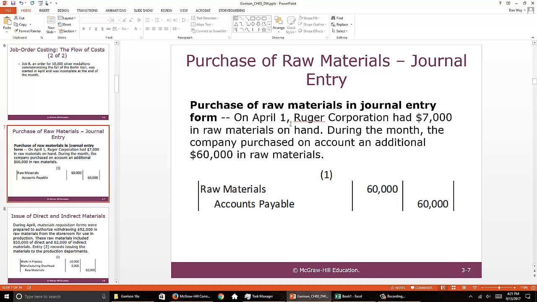Let's suppose that on April 1st, Ruger had $7,000 in raw materials, and that during the month the company purchased on account an extra $60,000 in raw materials. We would book a journal entry that looks just like this here. A debit to raw materials, that's an asset account, right? So we're increasing it with a debit, and a credit to accounts payable. We looked at similar things in our Principles of Financial class, right? This is nothing really new other than to know that it's associated with this production process and our overall job costing system.